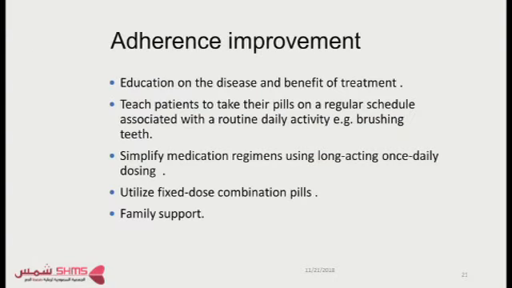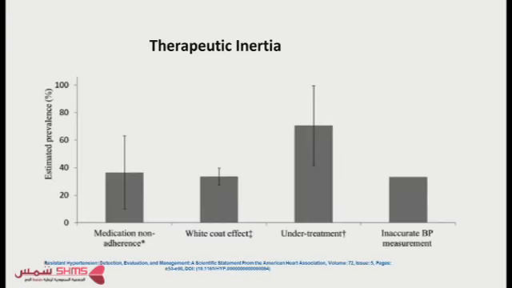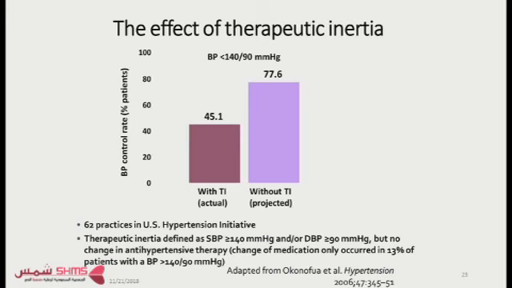How do we improve adherence? Education, teach the patients, simplify the medication regimen, utilize fixed-dose combinations. Therapeutic inertia used to be a terminology which is rare, we don't see it. But actually, now the studies suggest that therapeutic inertia is an important cause of resistant hypertension, and the effect of therapeutic inertia is that it makes your blood pressure uncontrolled.